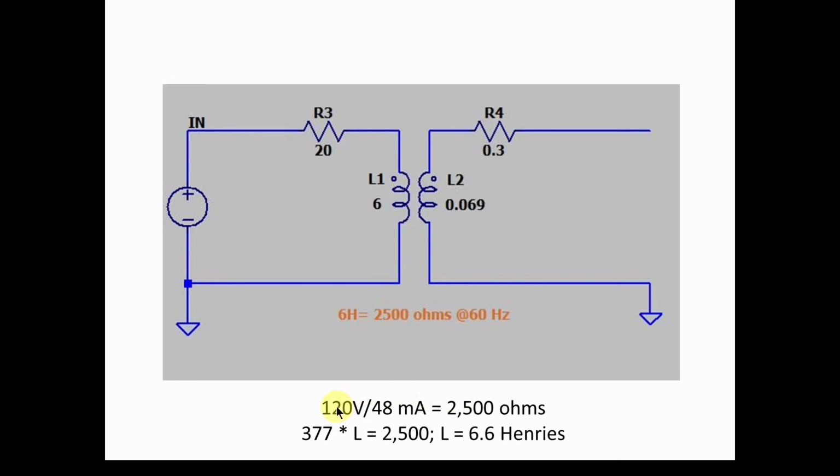The way we got that is we applied 120 volts. We measured 48 milliamps. That comes out to 2,500 ohms. At 60 hertz, L equals 2,500 over 377, which is about 6 or 7 henries. So it all makes sense. The same thing for the low voltage winding is reasonable. So now we've got a simple model of the transformer to be used in the linear range at 60 hertz.